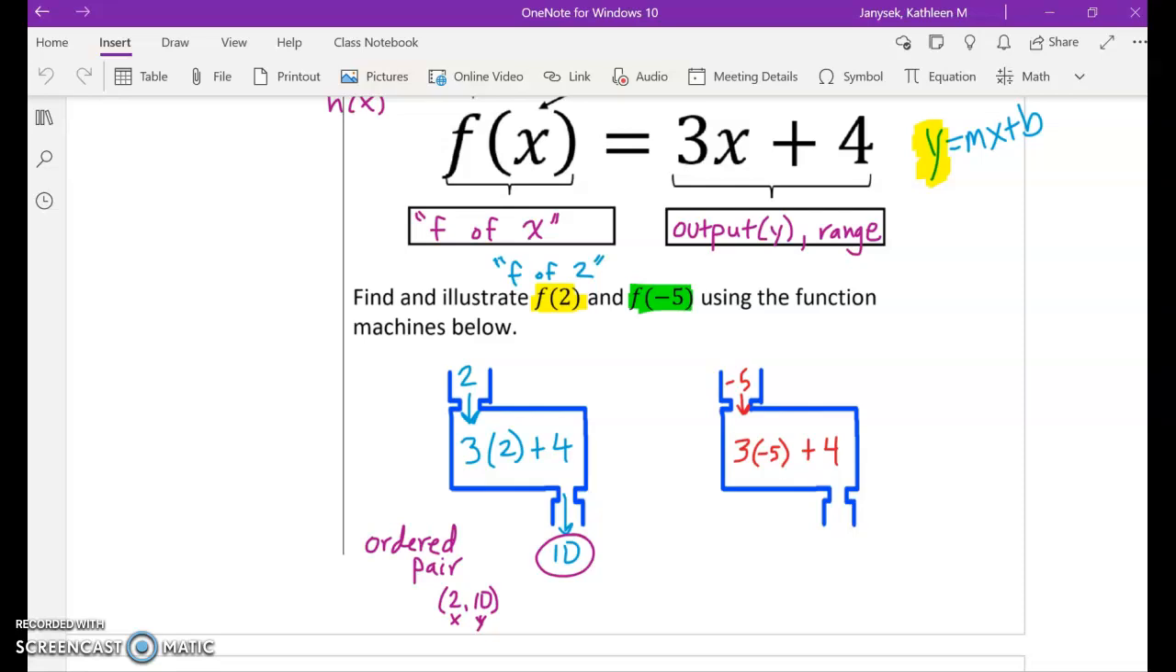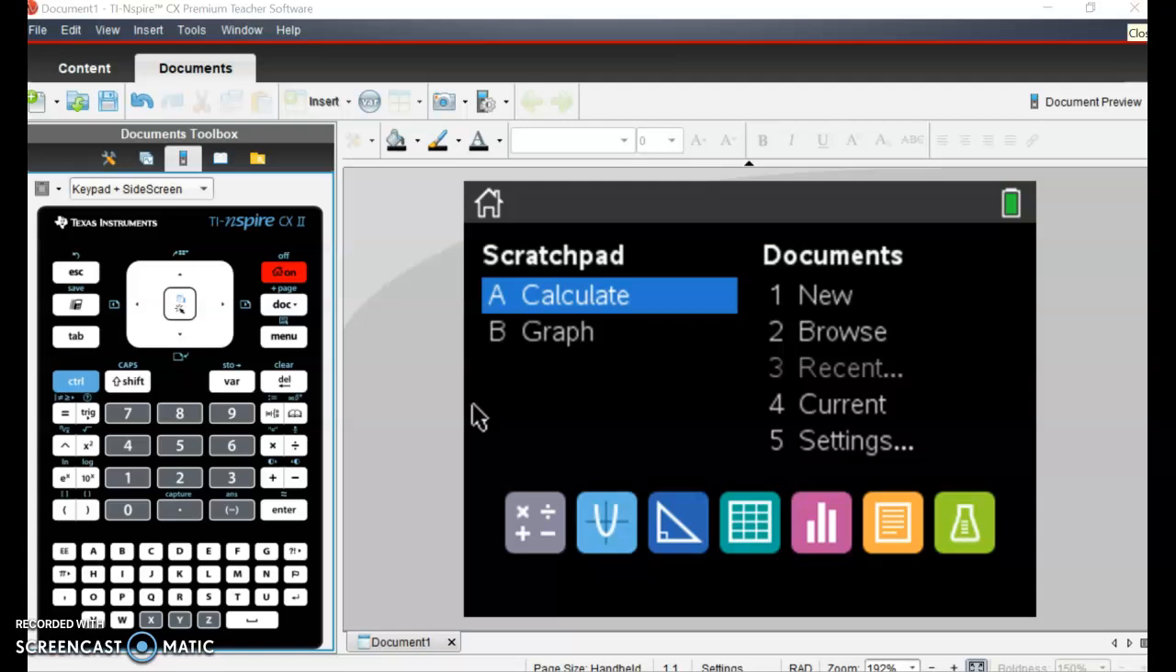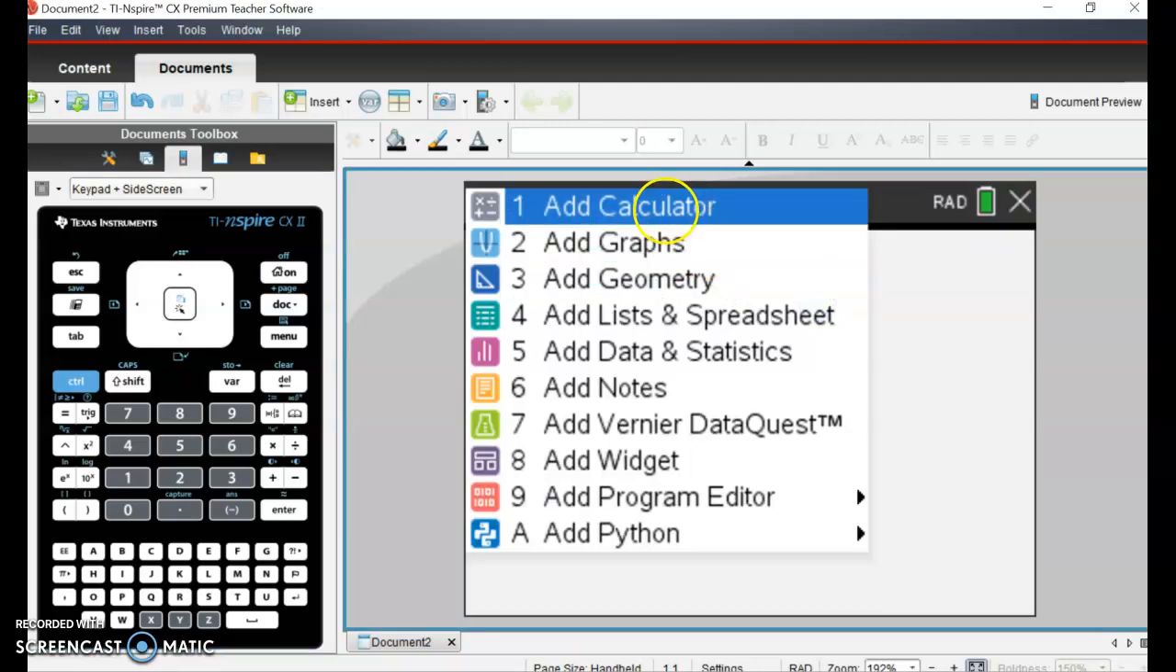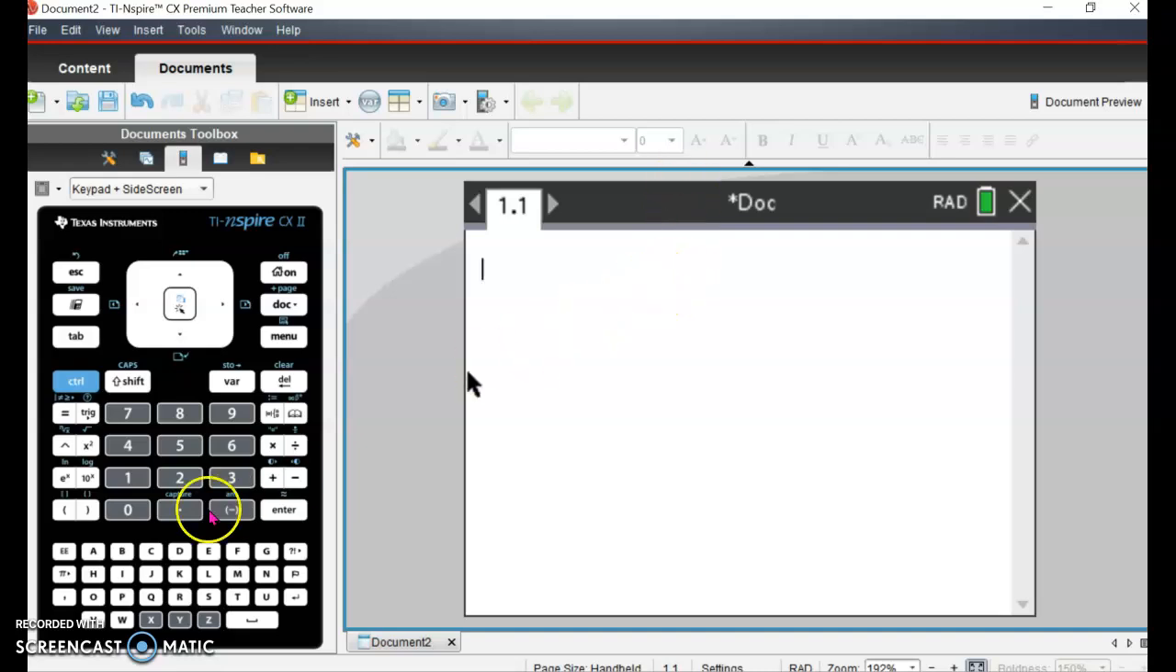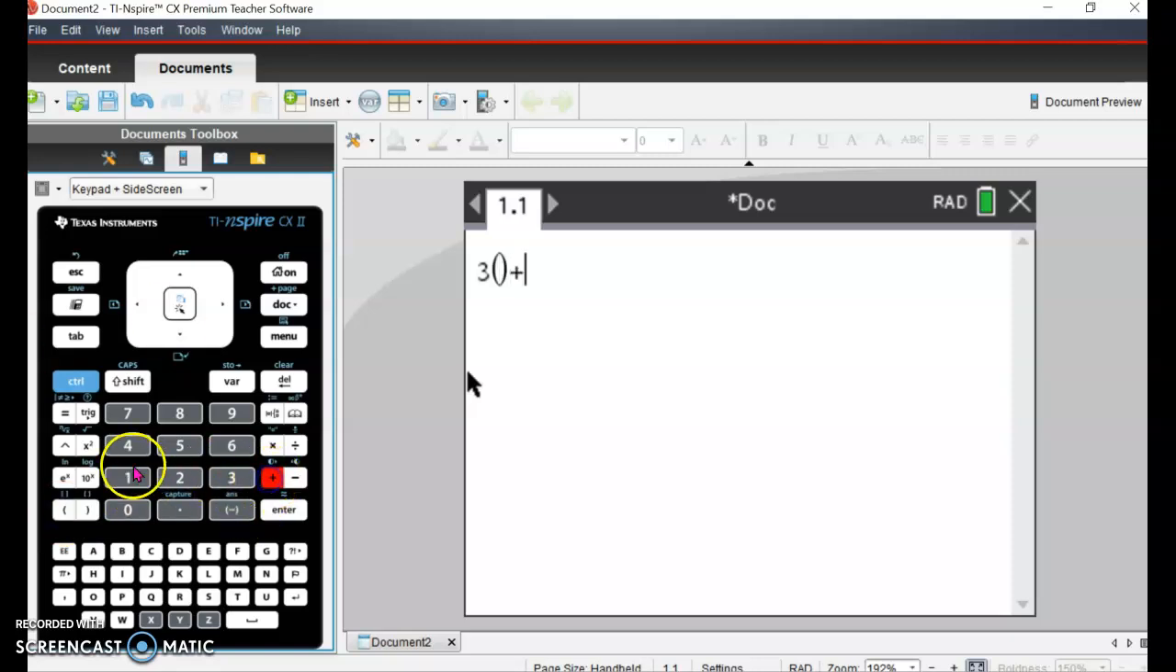And you can actually use your calculator to help you with this as well. So on the calculator, what you would do is either create a new document or calculate, either one. I always like to have just a new document. A regular calculator is all you need. And type in your function. Our function was 3x + 4. But remember, we're replacing x with -5. This is the negative button, not this, that's minus, -5. So whatever you had written down on your paper is what you should type in.